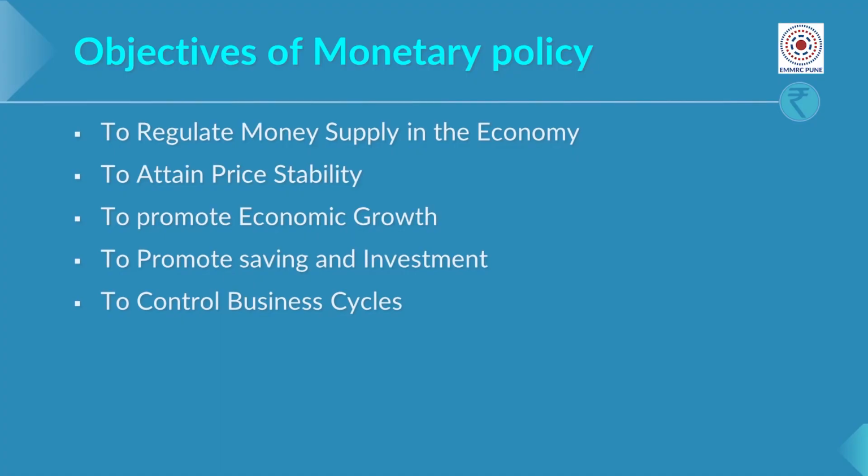Fifth one, to control business cycles. Boom and depression are the main phases of the business cycle. Monetary policy puts a check on boom and depression. In periods of boom, credit is contracted so as to reduce money supply and thus check inflation. In periods of depression, credit is expanded so as to increase money supply and thus promote aggregate demand in the economy.